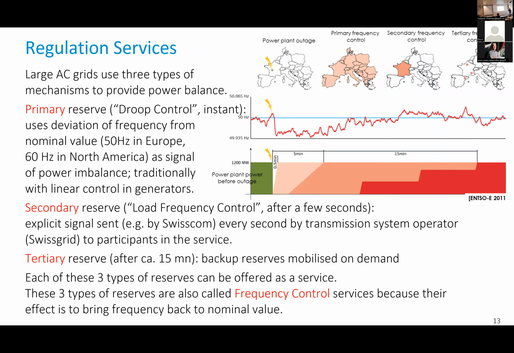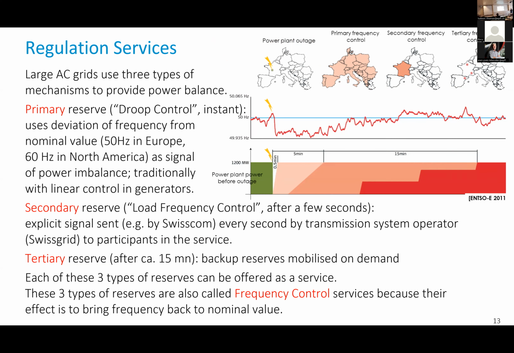In a larger grid, like the interconnected grid of a country, or in a country like Switzerland, we are part of what is called the Continental Europe interconnection, which contains today also Ukraine. When this drawing was done, Ukraine was not yet part of it. This big interconnection contains all of continental Europe and the continental part of Denmark. There's another interconnected system, which is the northern part of Denmark, the island part of Denmark, and Scandinavia. There's another system, which is Great Britain, and yet another system, which is Ireland. Northern Ireland and the Republic of Ireland are another system.